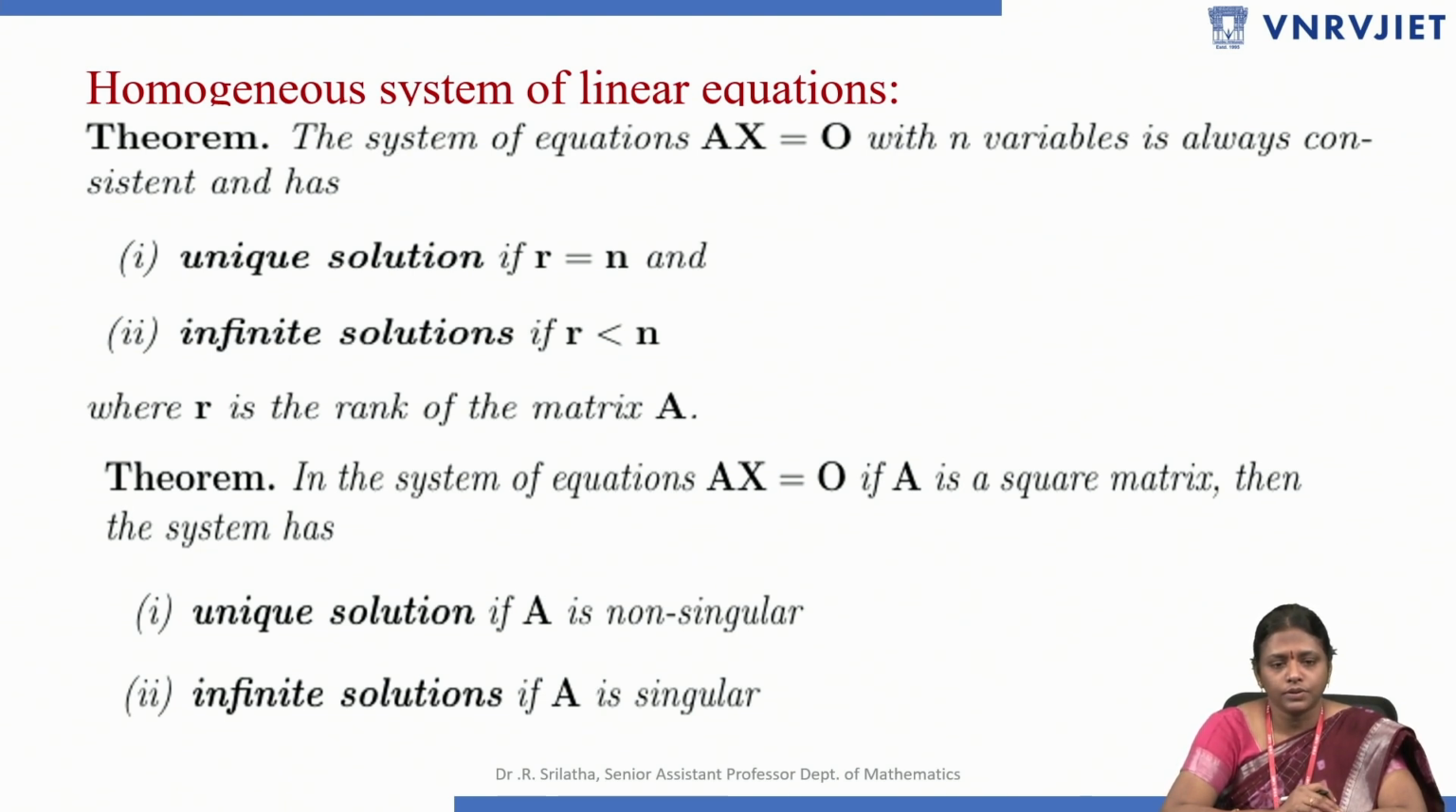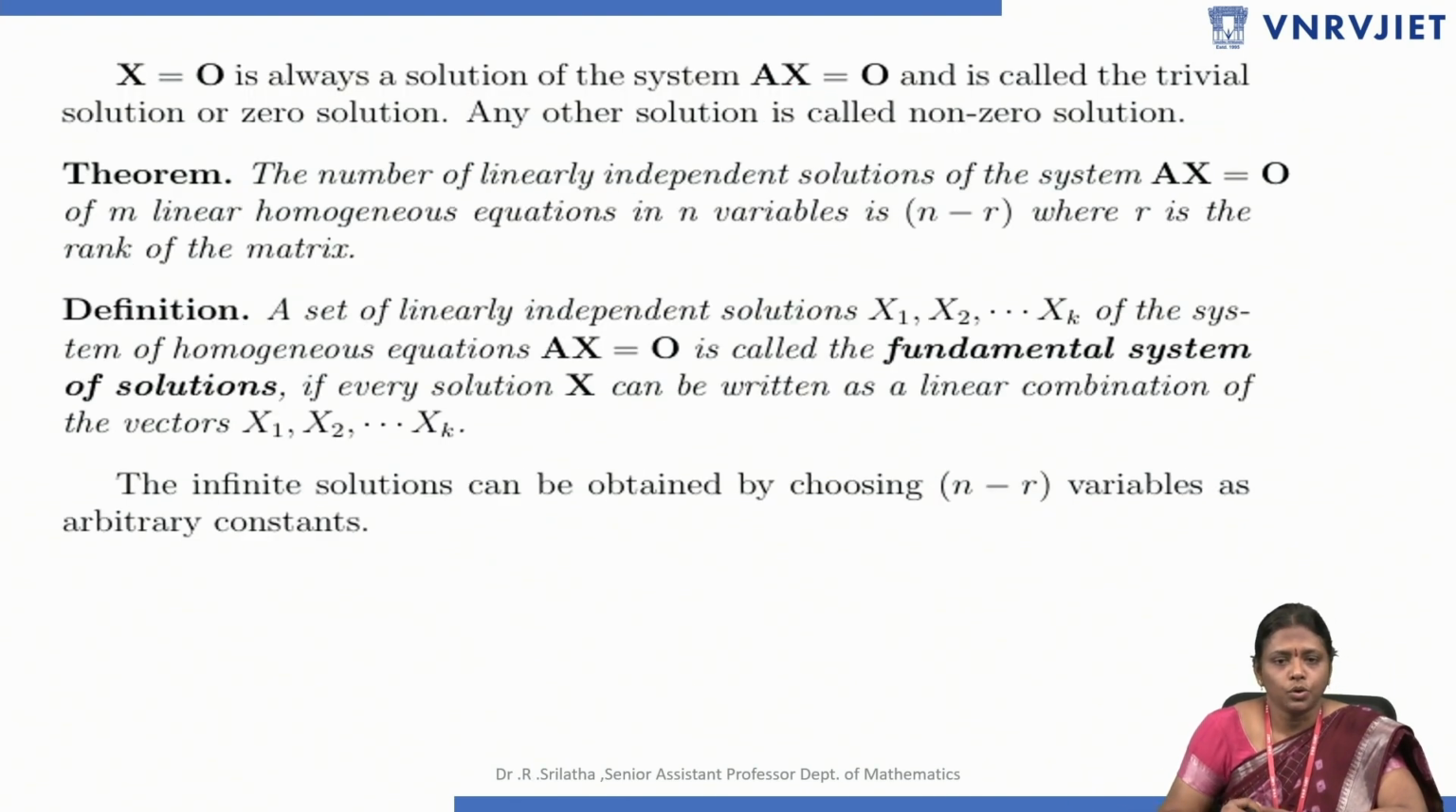So here, we will always be talking about singular or non-singular matrices. Coming to the homogeneous system of equations, AX equals 0 means either we have a zero solution, which we call a trivial solution. Any other solution is called a non-trivial solution or non-zero solution. So how can you find the non-zero solution or the infinitely many solutions? We need to choose n minus r independent solutions, where n stands for the number of variables and r is the rank of the matrix.